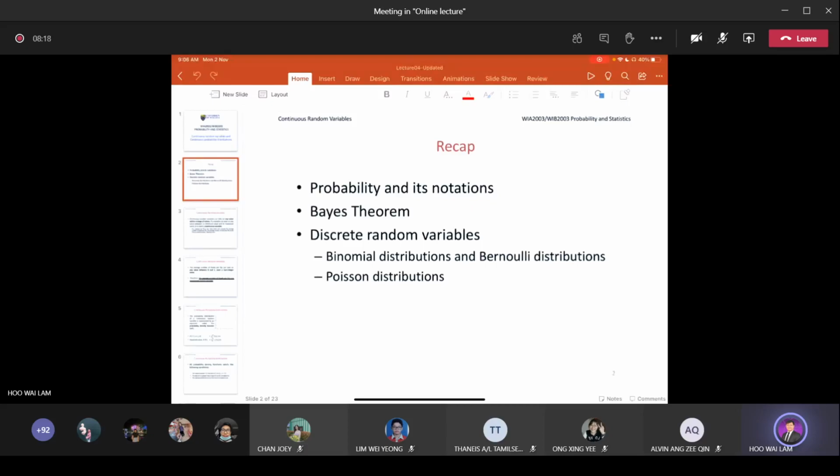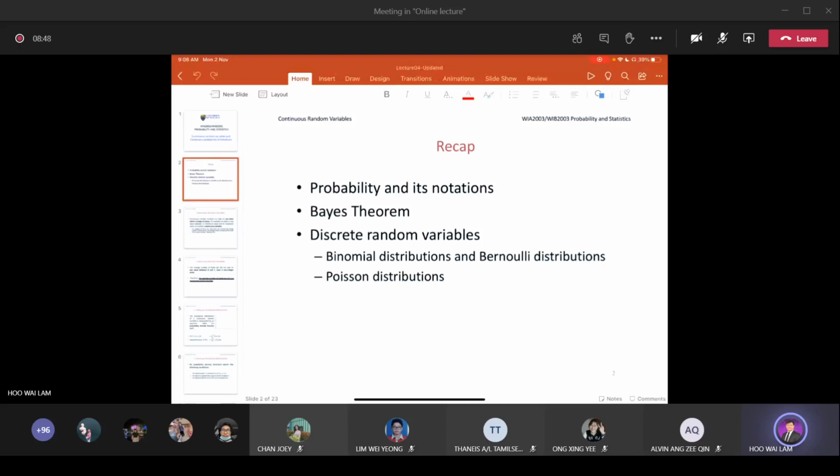Okay. Then discrete random variables. This week you're going to go through this class, so make sure that you have attempted it before you come to the class. We have two main calculations over there, which are binomial and also Poisson. Of course, Bernoulli is considered part of binomial as well. It's like a special case of the binomial distribution.